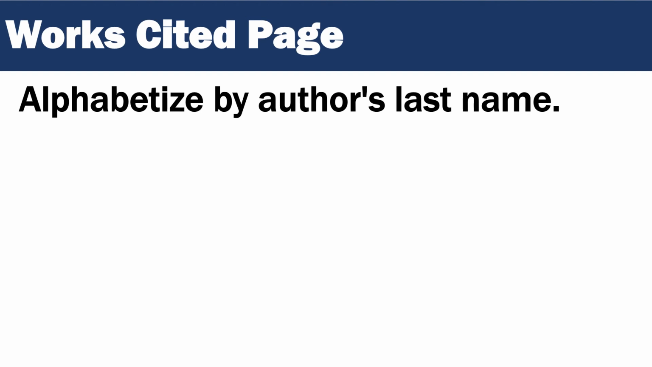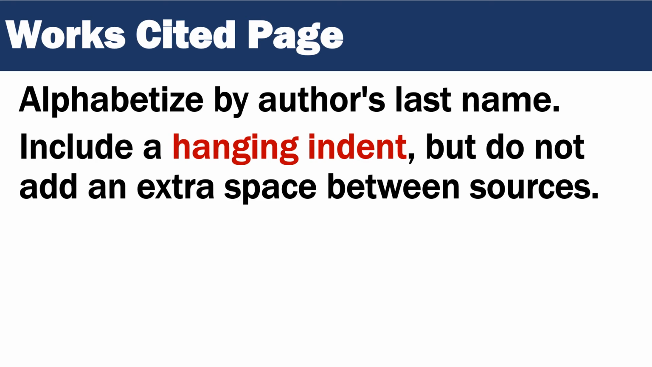The last page of your paper should be the works cited list, also known as a bibliography. The works cited list follows a simple format. Alphabetized by author's last name. If there isn't an author, then alphabetized by the first letter of the title of the source. Include a hanging indent, but do not add an extra space between sources. This means that the author's name should stick out and the rest of the information be tabbed over, making it easier for the reader to find a specific source. To do this, you can simply tab the information over, or you can highlight, right-click, click on paragraph, and use the drop-down box for hanging indent.